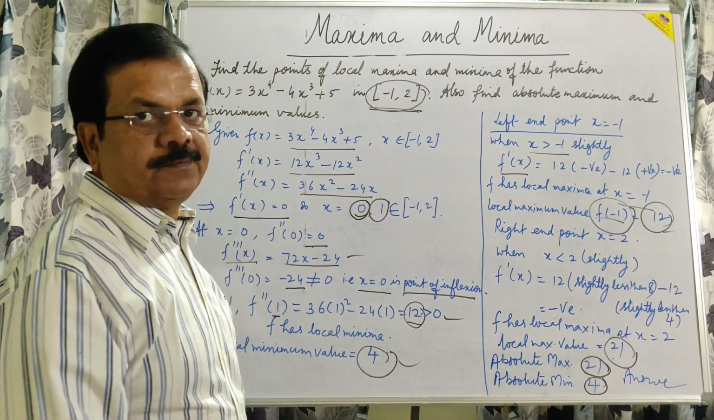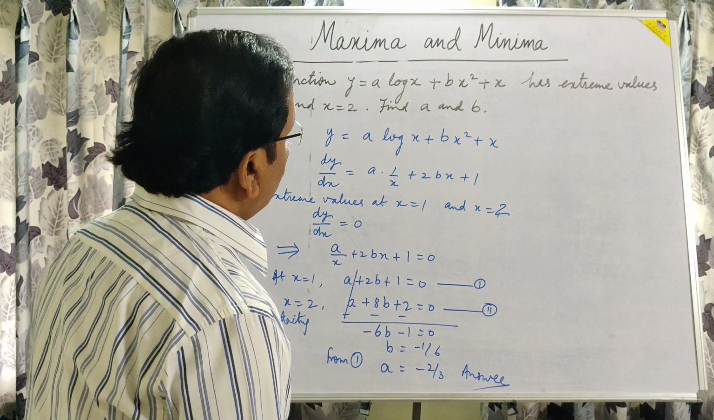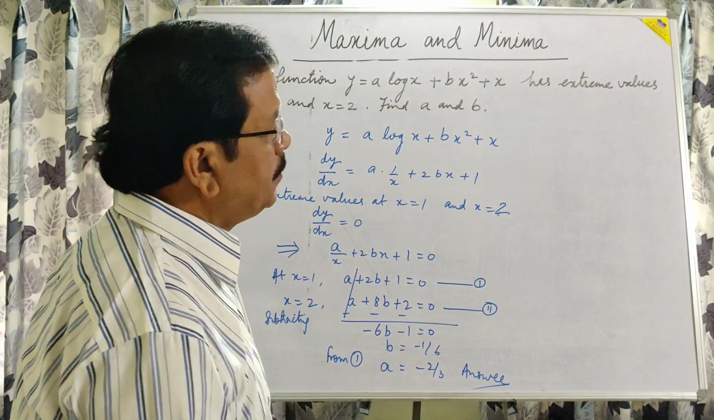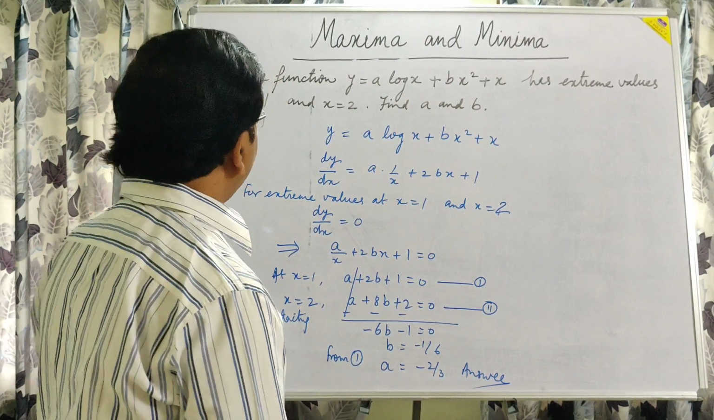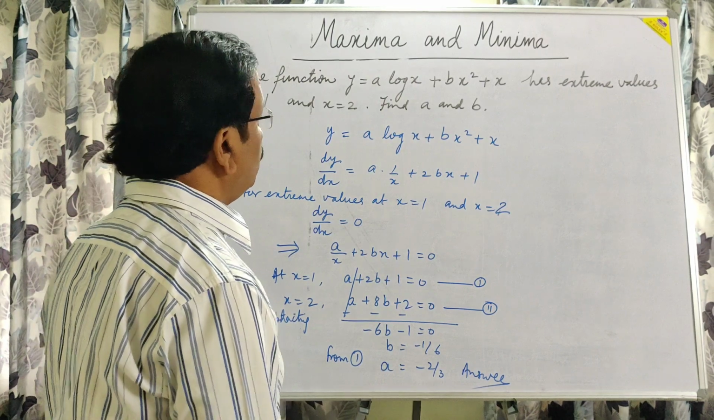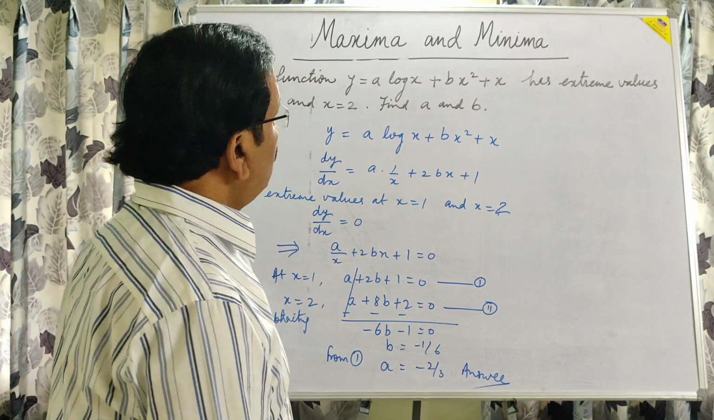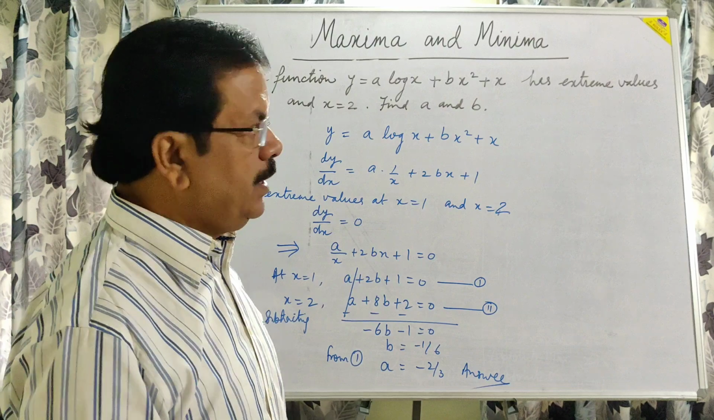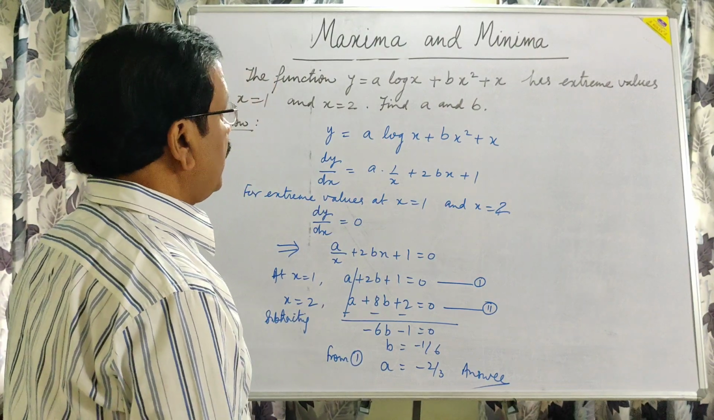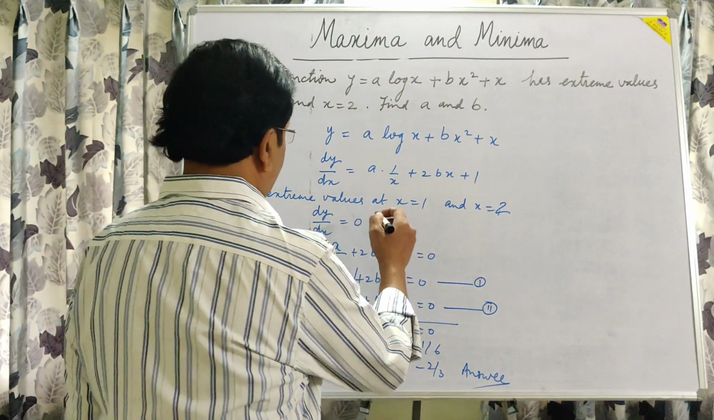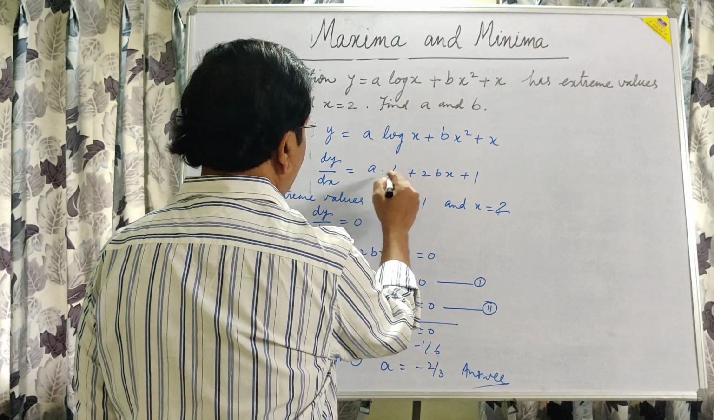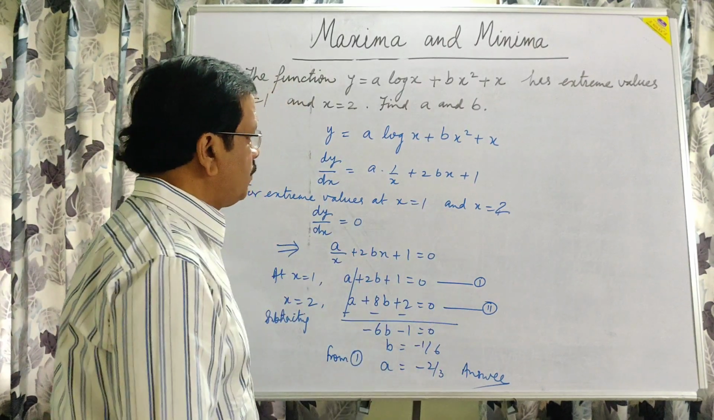Now next question. The function y is equal to a log x plus bx square plus x has extreme values at x is equal to 1 and x is equal to 2. Find the values a and b. We are given extreme values, so differentiating, dy by dx is a times 1 upon x plus 2bx plus 1.